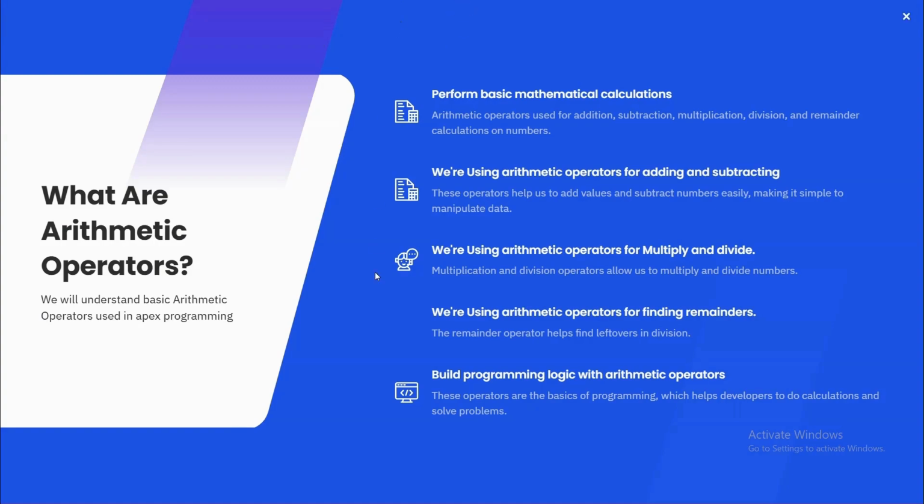Here, we will understand the basic arithmetic operators used in Apex programming. But first of all, what are arithmetic operators? Arithmetic operators in Apex are used for addition, subtraction, multiplication, division, and remainder calculation on numbers. We are using arithmetic operators for adding and subtracting, for multiplication and division, and also for finding remainders. So let's build the programming logic with the arithmetic operators.